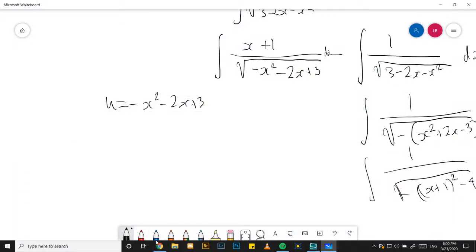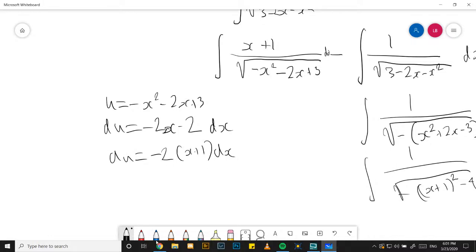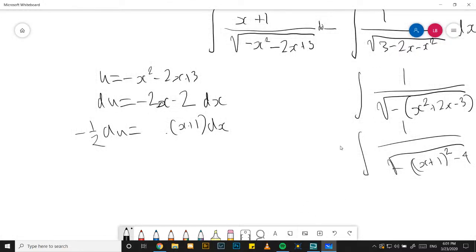Okay, it's fine. u is equal to negative x squared minus 2x plus 3. du is equal to negative 2x minus 2 dx. Note, now this is equal to du equals negative 2 times (x plus 1) dx. And if you put the negative half in front here instead, we can now substitute this in, and we get the integral of negative half du. We get 1 over the square root of u du, and a negative half right in front.